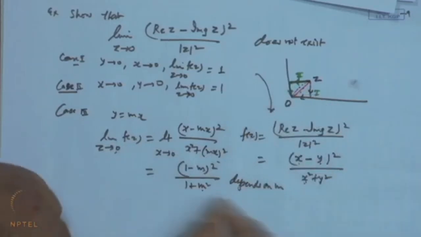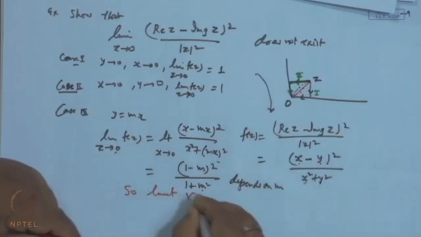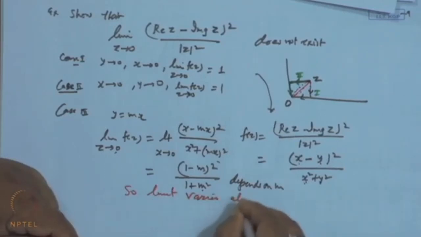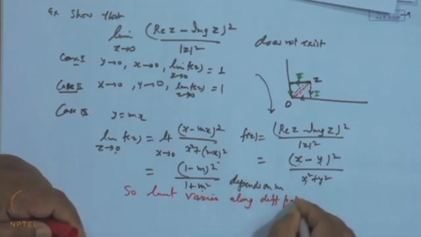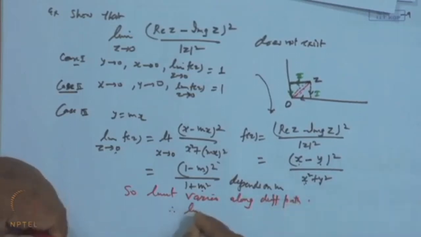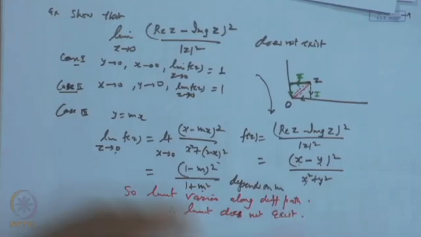So, the limit does not exist. The limit varies along different paths. Therefore, the limit does not exist. Okay. Is this clear? Now, let us come to the continuity, the definition of continuity.